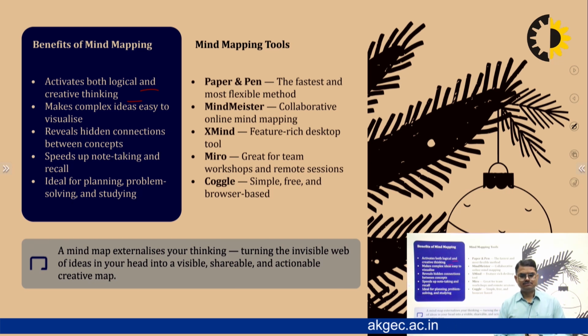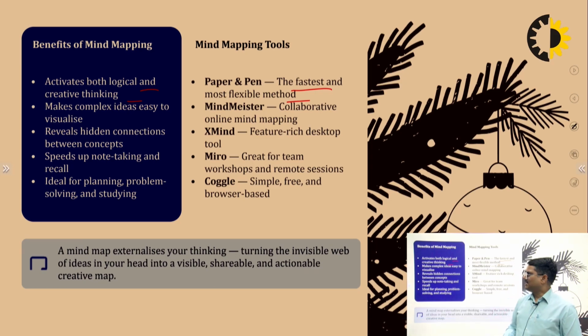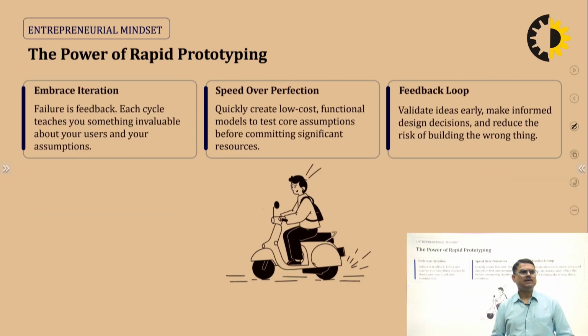Paper and pen is the most common, most basic tool that is available for mind mapping. With paper and pen, we can start mind mapping with our notebook, or one chart paper, or one simple A4 size paper as well. MindMeister is a collaborative online mind mapping tool. You can go online and try with your team how to work on MindMeister. Xmind, Miro, Coggle. Miro is my personal favorite, that can solve so many other purposes as well. But yes, there are different tools which we can use during the mind mapping journey.